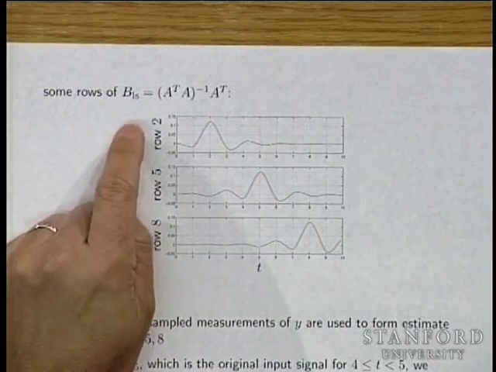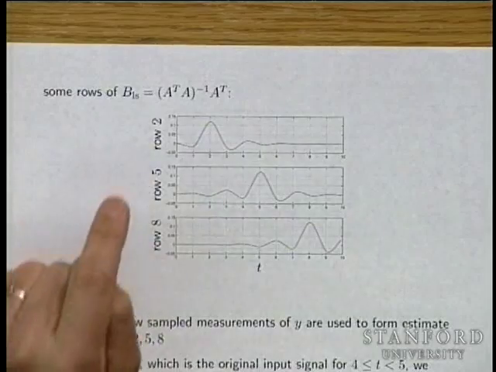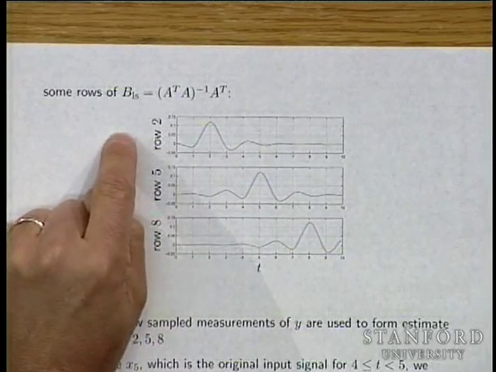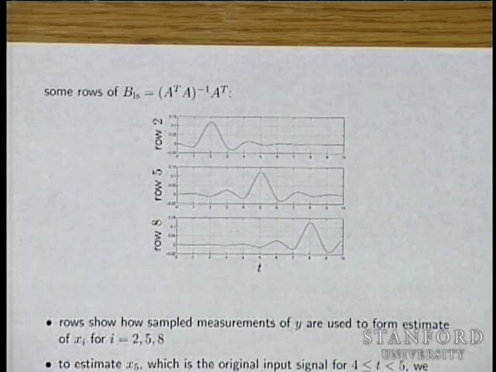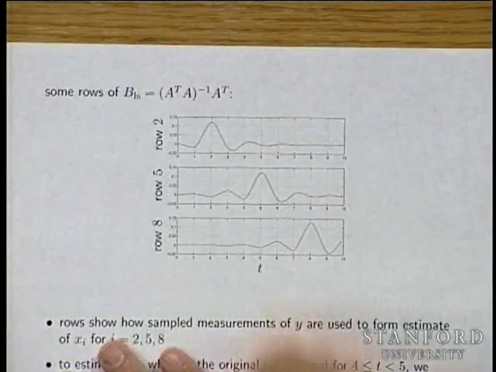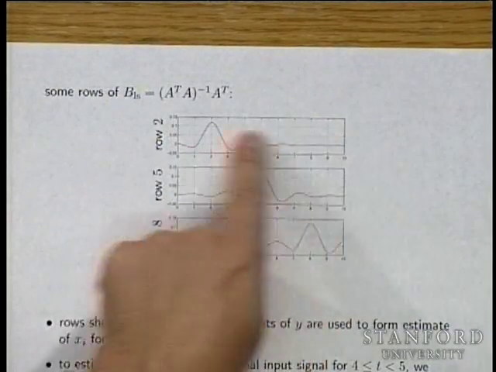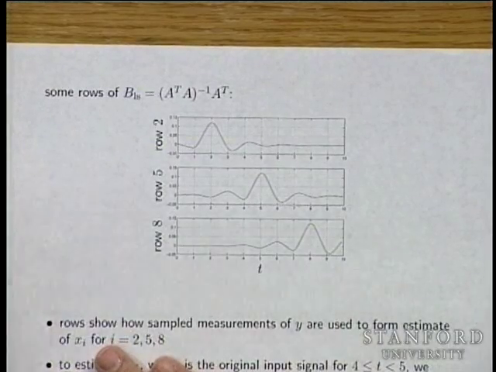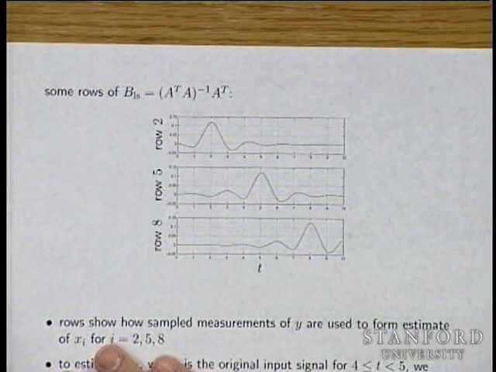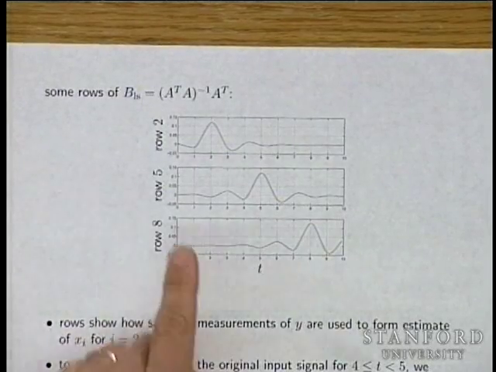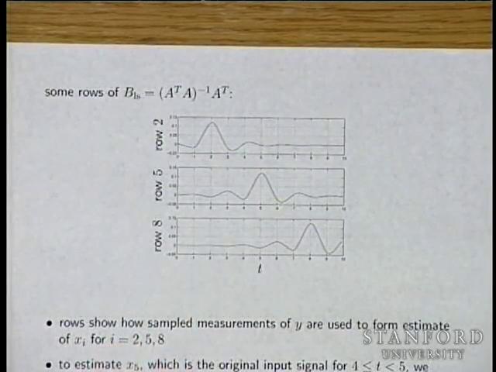I have plotted here row 2, row 5, and row 8. These have a meaning. Row 2 of that matrix actually shows you how those 100 received signals get multiplied to create your estimate of x2. So when you take an inner product of your 100 received signals with this vector, that's forming this unusually good estimate of what x2 is. You look at it and you'll see some really cool stuff.